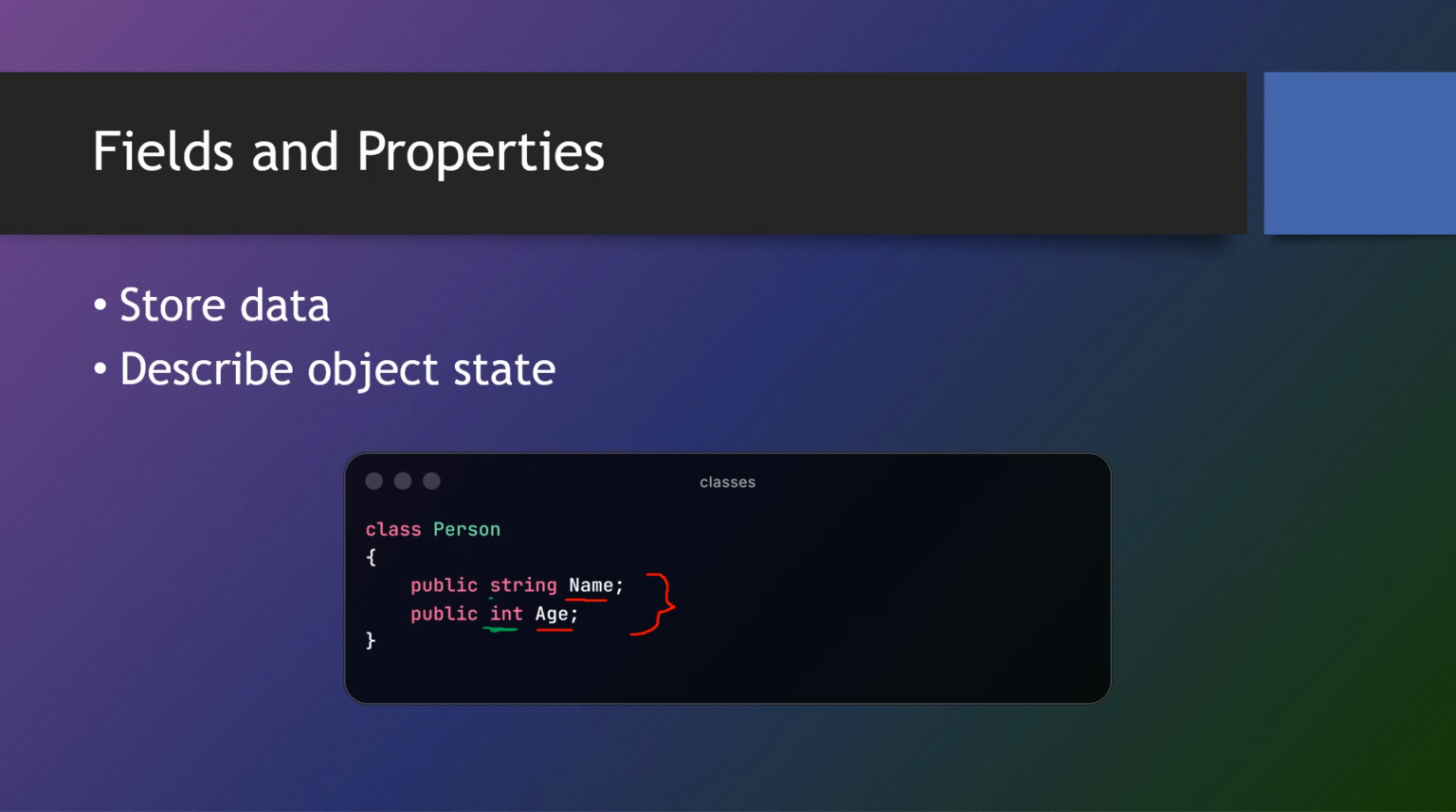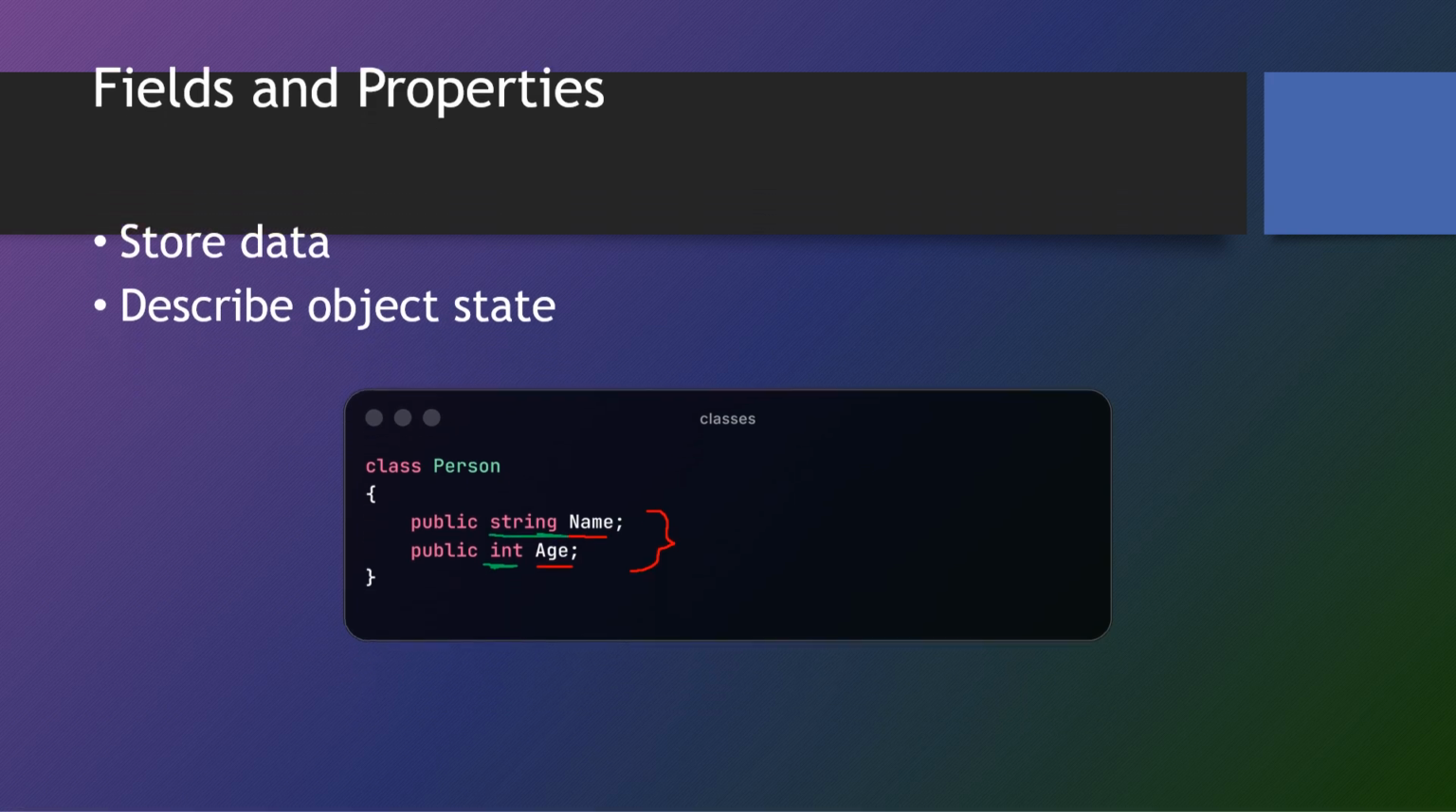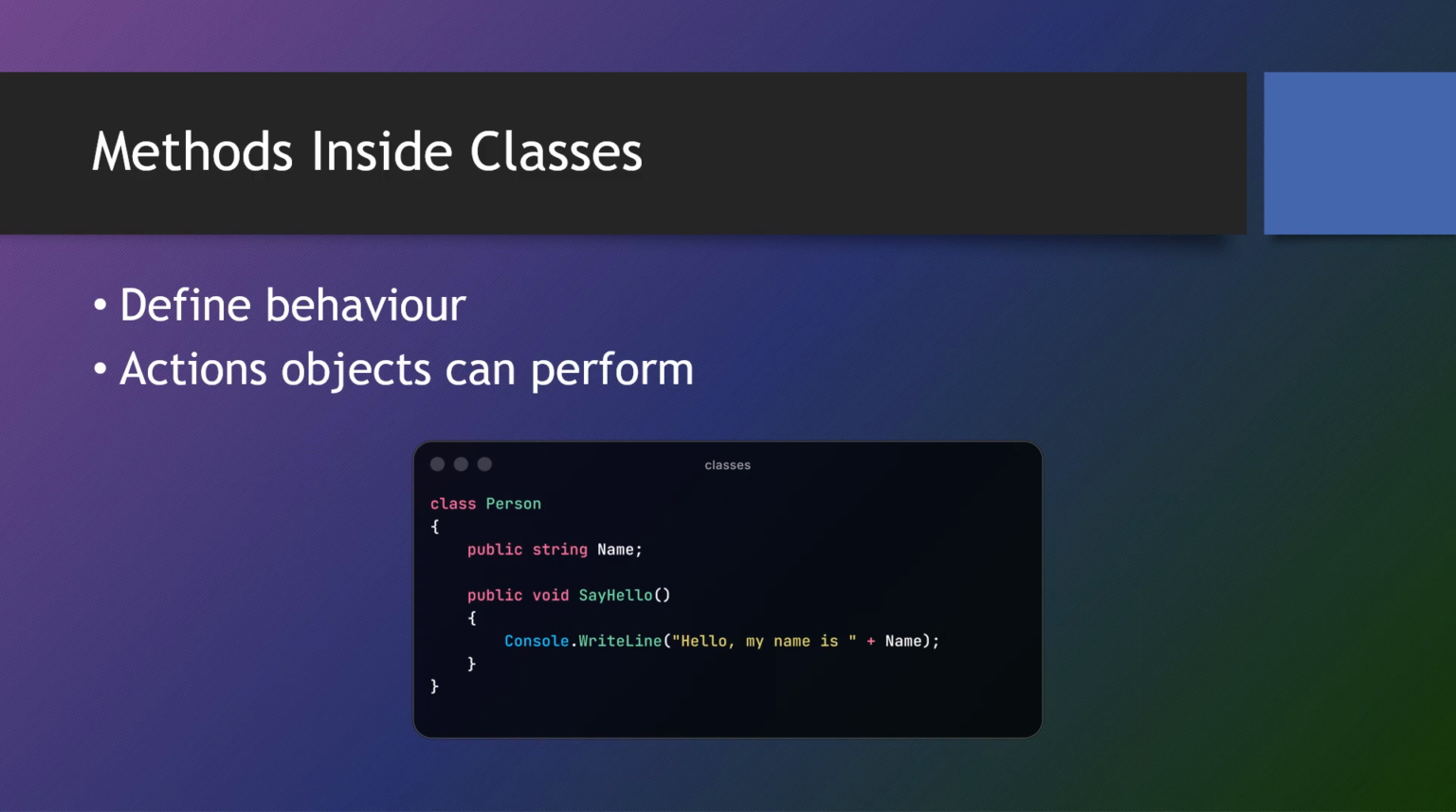Methods inside classes, defining behavior. Classes don't just store data. They also define behavior using methods. Methods inside a class describe what the object can do. For example, display information, perform calculations, update internal values. This keeps data and behavior together, which is the core idea of object-oriented programming.